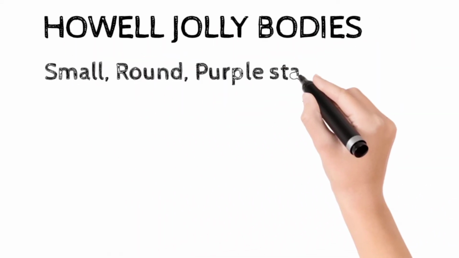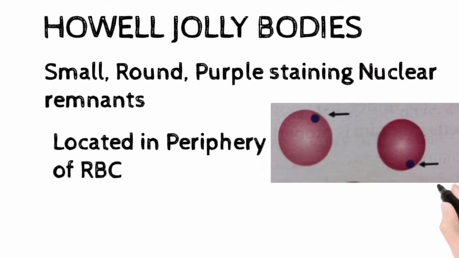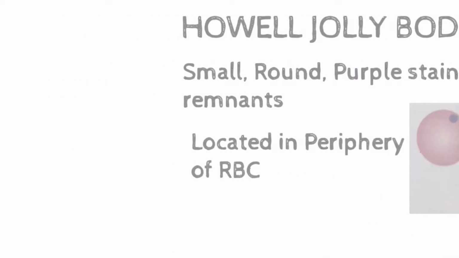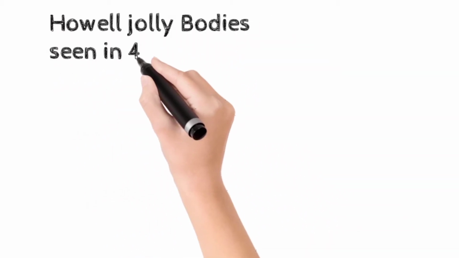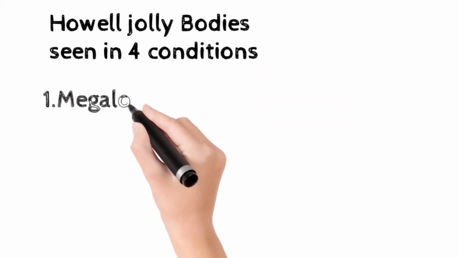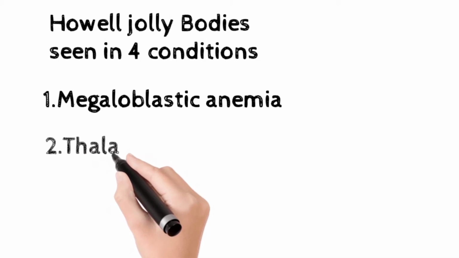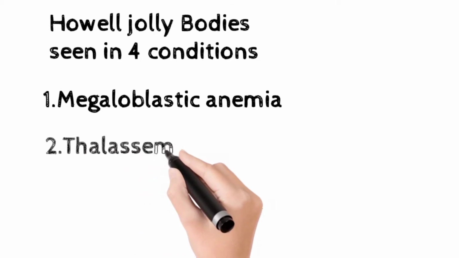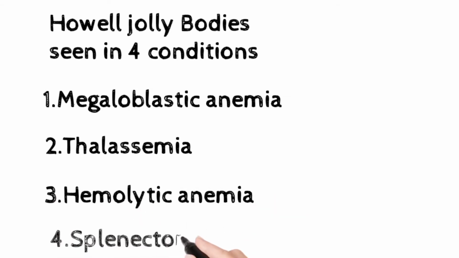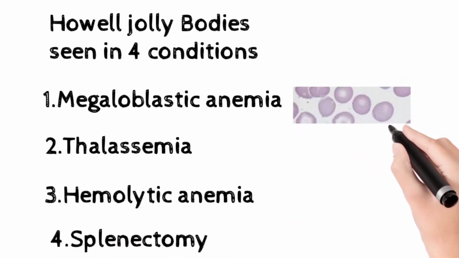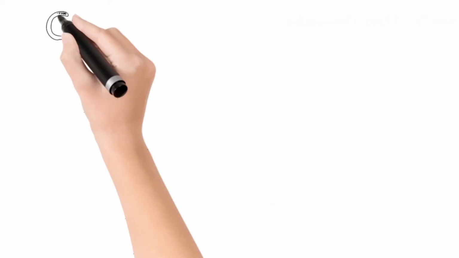Alright, Howell-Jolly bodies. So guys, it's a small round purple staining of nuclear remnants and it is located in the periphery of the red blood cell. This Howell-Jolly body is seen in mainly four conditions again. It is seen in megaloblastic anemia or in thalassemia. Then it can be seen in hemolytic anemia and finally it can be seen in splenectomy patients. Here in the diagram you can see a blue colored structure which is located in the periphery of the red blood cell, which is a Howell-Jolly body.